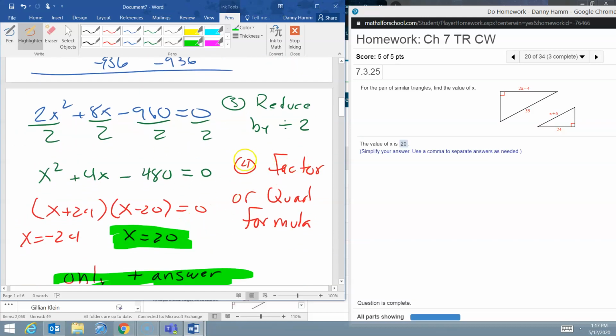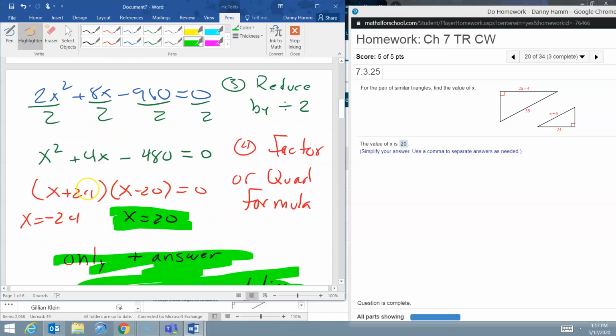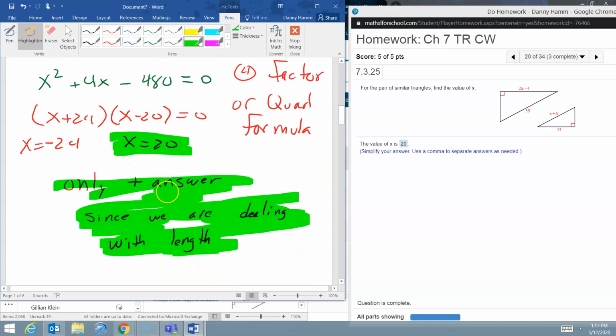And at this point, you can either factor it or you can use the quadratic formula. I chose to factor it, so I know that 24 times 20 is 480. Also, when I subtract 24 and 20, I get 4. All right. I set those equal to 0. I get x equals negative 24 and x equals 20. Since I'm dealing with length, our answer is going to be the positive one, which is x equal to 20.